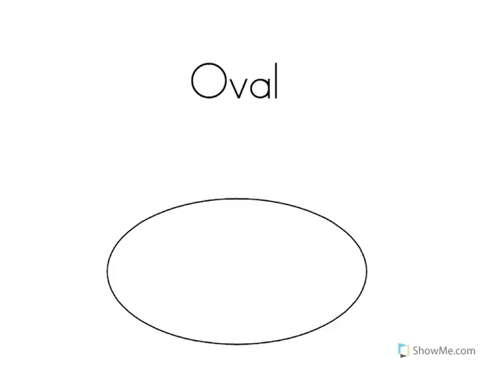O is for oval. Oval is a shape. It looks kind of like an egg. O for oval.